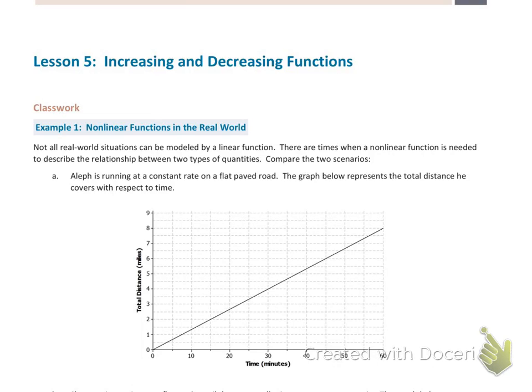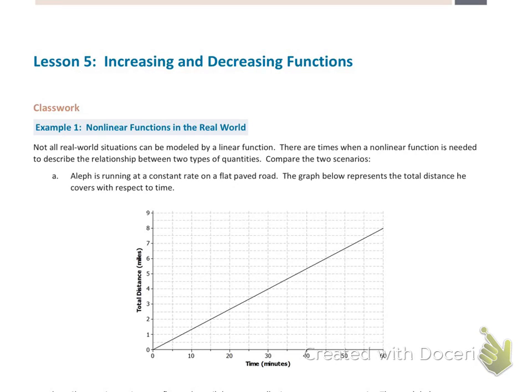Let's read the intro though. Not all real world situations can be modeled by a linear function. There are times when a nonlinear function is needed to describe the relationship between two quantities. So compare the two scenarios. Aleph is running at a constant rate on a flat paved road. The graph below represents the total distance he covers with respect to time.